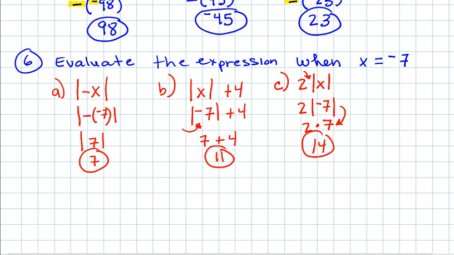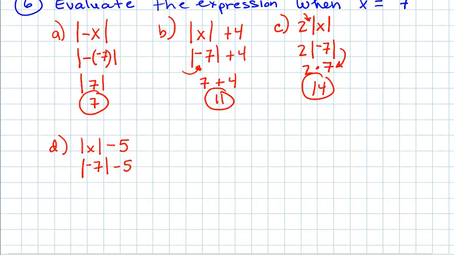Right? Let's do a couple more. D. Let's say I have the absolute value of x minus 5. Alright? The absolute value of -7, because I'm going to start by substituting, minus 5. Once I'm substituting, now I can solve. The absolute value of -7 is 7, minus 5 gives me 2.